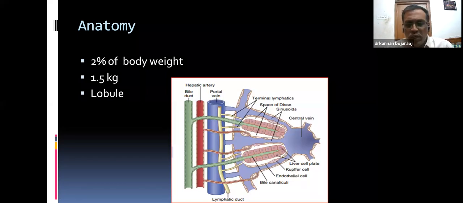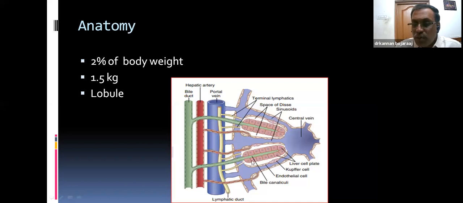So what happens? Why do you have to understand this? Whatever blood from GIT goes through these hepatic liver sinusoids and to the central vein and then to the hepatic vein. And any problem with this central vein, liver cells.